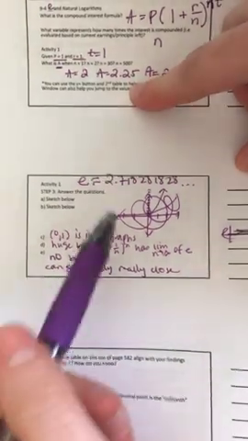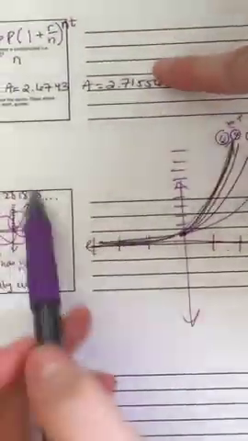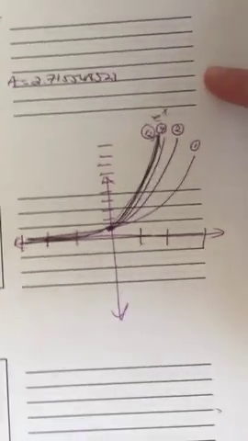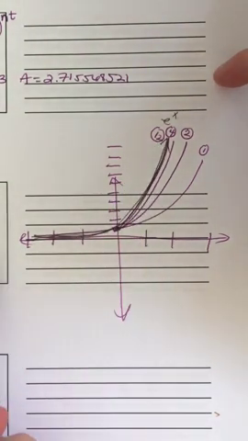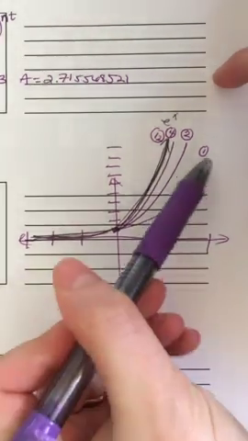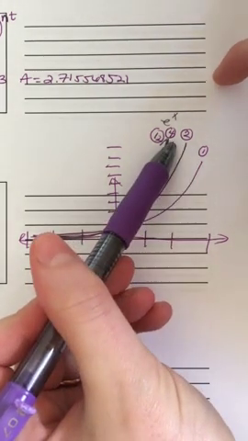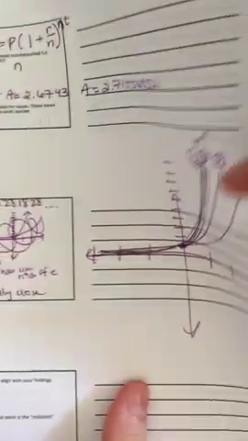So answers are done. It's approaching e. This was a mistake, so scribble that out. For the graph, you're getting closer and closer up to e to the x. That's what we're approaching. So in n equals 1, n equals 2, n equals 4, n equals 12.